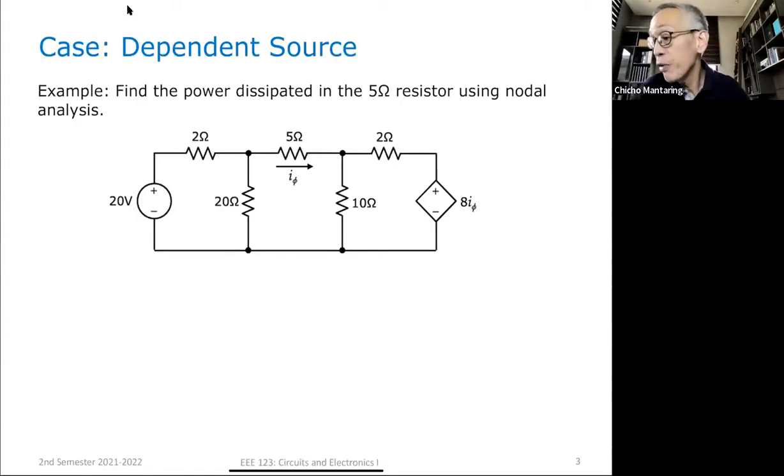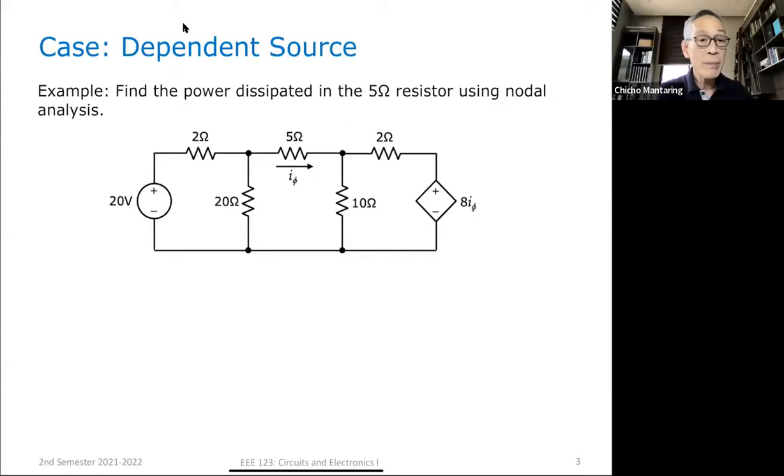First of all, how many essential nodes do we have in this particular circuit? How many essential nodes are there? Anyone? Okay, there are 3 essential nodes. This is one essential node, this is another essential node, and then the whole thing underneath is another essential node. So those are the 3 essential nodes.